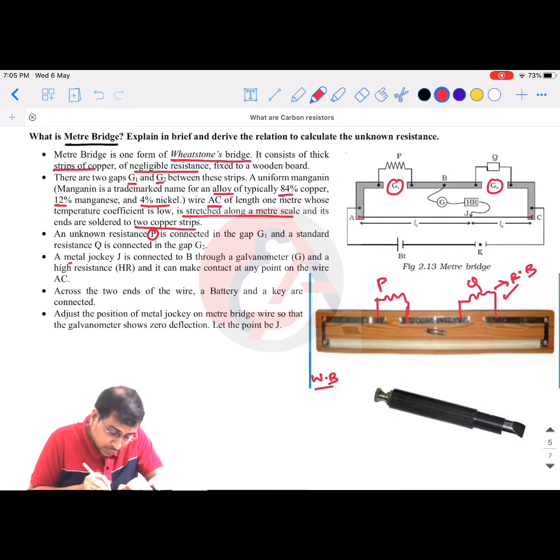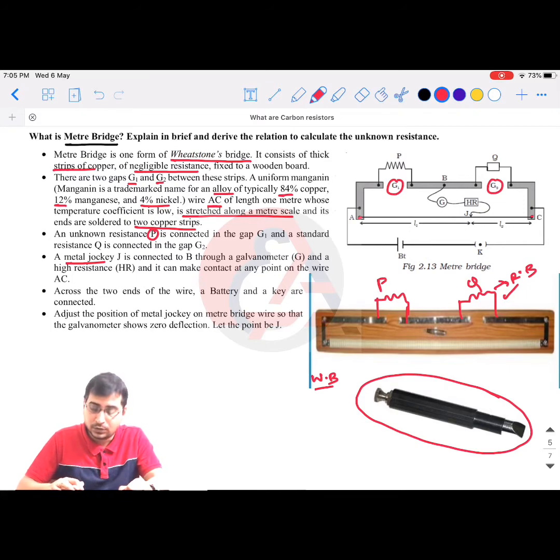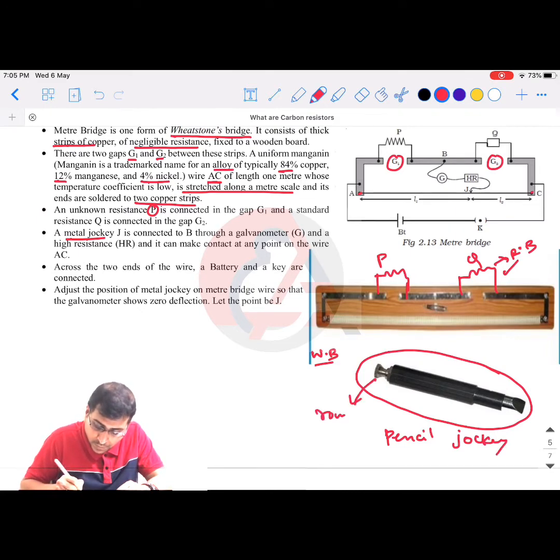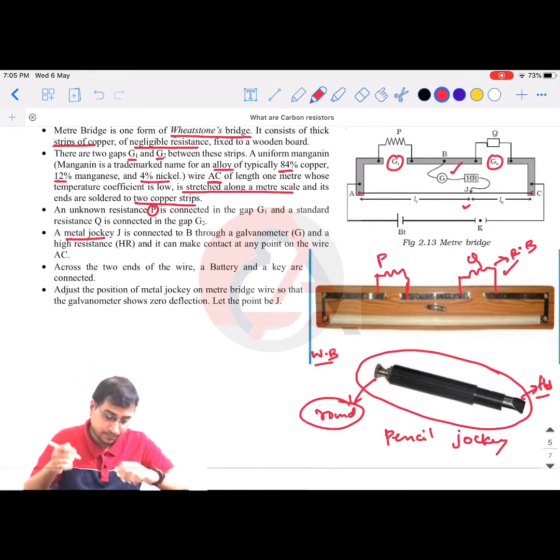Then you have a metal jockey. This metal jockey in real time looks something like this. So this is also called a pencil jockey. So this jockey has a round end and it has a flat end. So generally the round end is connected to the galvanometer and the flat end is connected to the wire. So the flat end is what you keep moving on the surface. If suppose there is a wire, the manganin wire, you take the flat surface, you keep moving the flat surface on this manganin wire such that the deflection in the galvanometer keeps changing according to the way you move it.